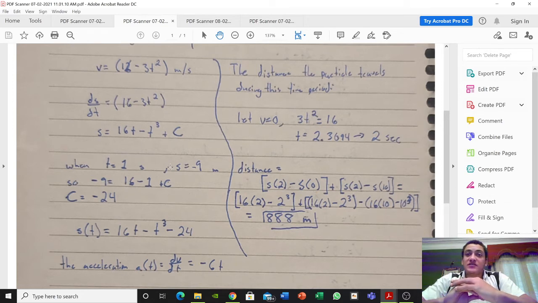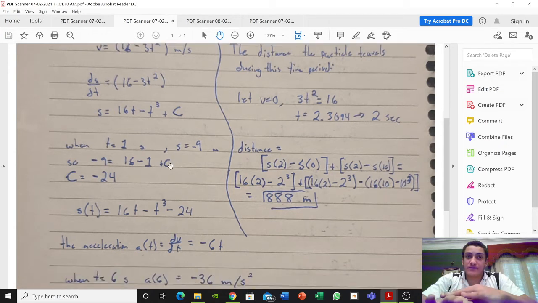S of 2 minus S of 0 plus S of 2 minus S of 10 equals (16 multiplied by 2 minus 2 cubed) added to (16 multiplied by 2 minus 2 cubed) minus (16 multiplied by 10 minus 10 cubed). Putting this into your calculator, you should be getting 888 meters.